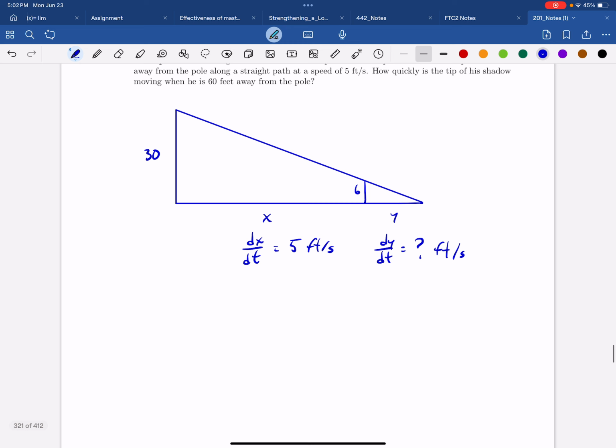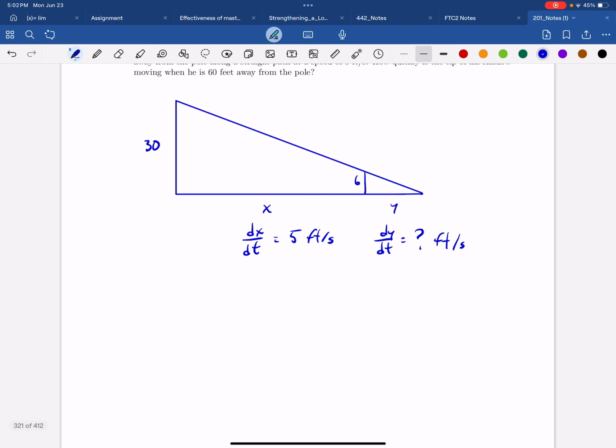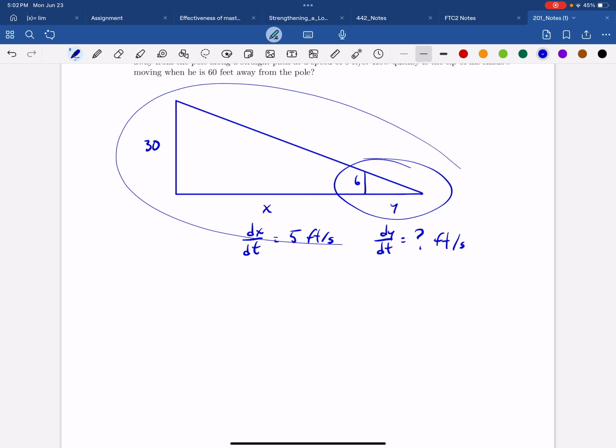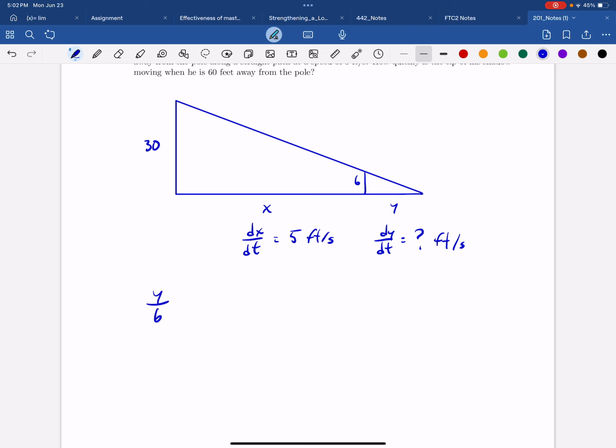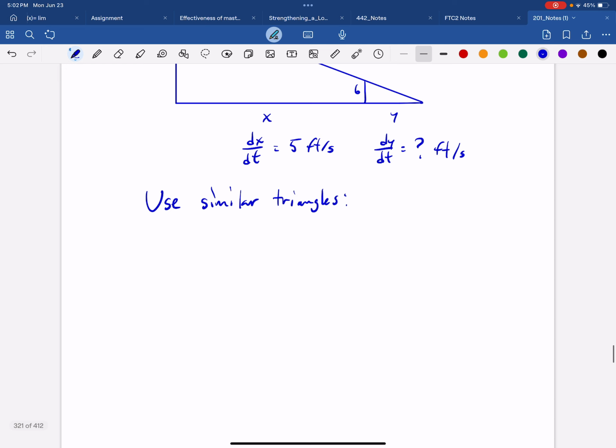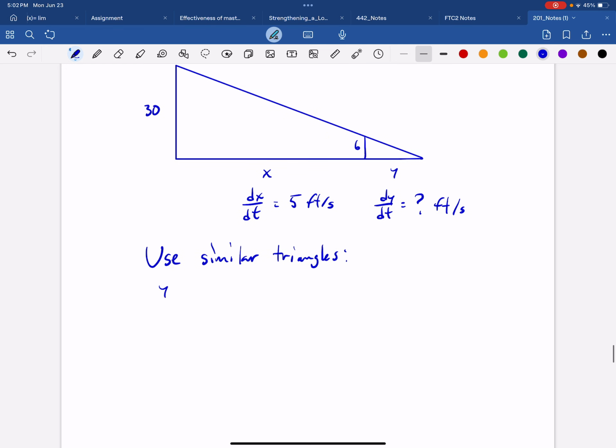State the formula that we want to know. Well, in this case, it may not be totally clear, but we're going to use similar triangles to relate these guys. Let me actually just write that down: use similar triangles. And we know that y over 6 equals x plus y over 30. And if we simplify that a little bit first, I think it might help.